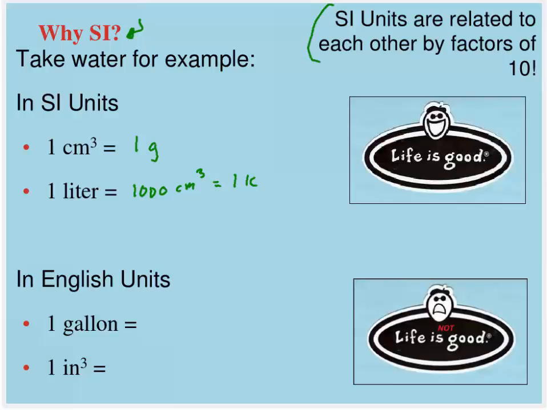So it turns out the SI units tend to be related to each other, other units, by a factor of 10. Take a look at English units for a second. A gallon of water, you're talking about 8.33 pounds. A cubic inch of water, 0.036 pounds. So not so nice. Life is not so good.